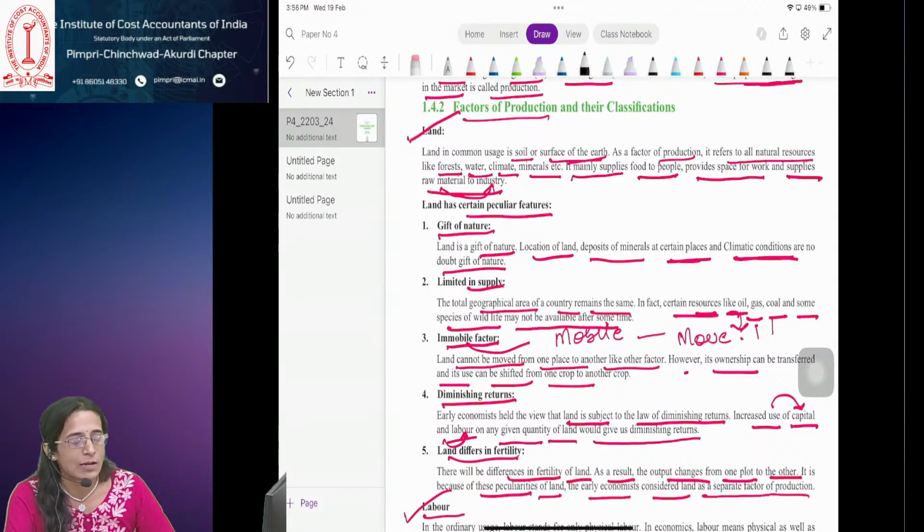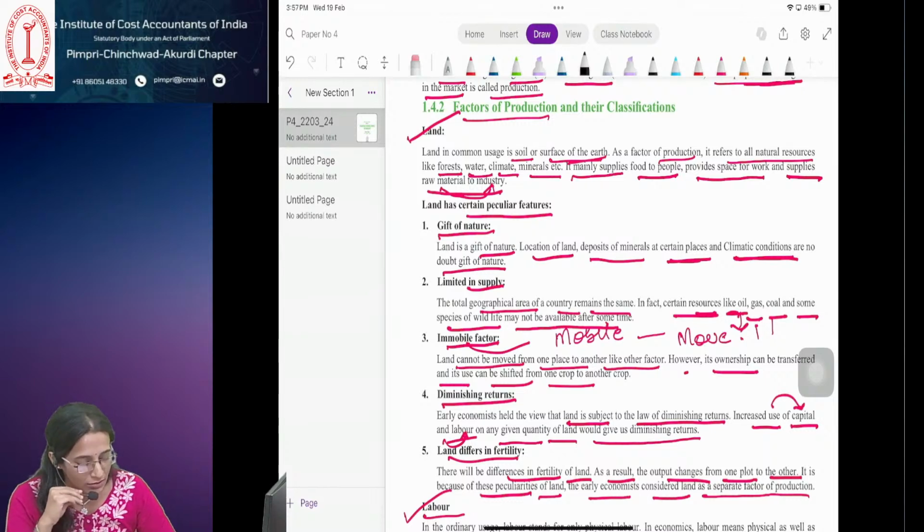Next, limited in supply. Do we have huge land? No. On this earth, only a specific amount of land is there, and only that much land we will have. Will that land increase? No. So it is a scarce resource, right? It is limited in supply. What they are saying is that the total geographical area of a country remains the same; it will not increase.